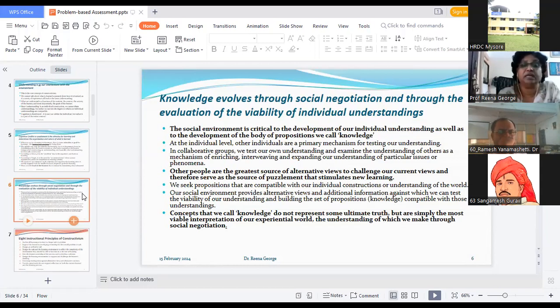So concepts we call knowledge do not represent some ultimate truth, but they are simply a more viable interpretation of our experiential world. So it need not be the truth. Okay, but that is a better interpretation of our experiential world, the understanding of which we make through social negotiation. Maybe the concept of God or the concept of seasons. Okay. Now, in Kerala, we have the festival of Onam.